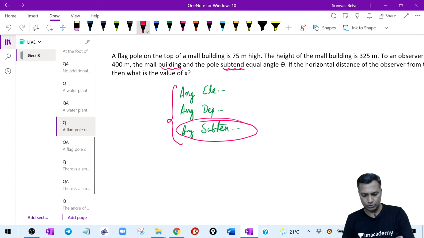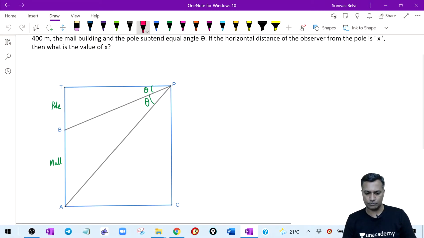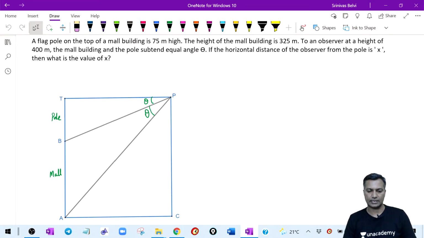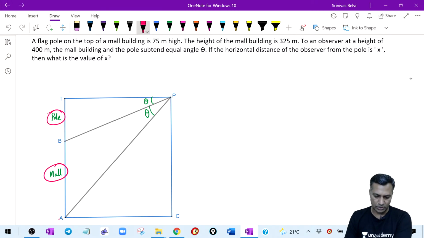Let's put this diagram in perspective quickly. The diagram might look something like this. A flag pole, this is the pole, on the mall. AB is the mall and BT is the pole. Now, how long is the pole? The pole length is 75 units.